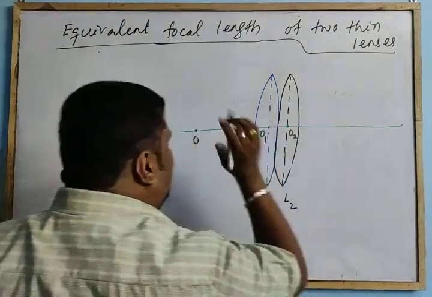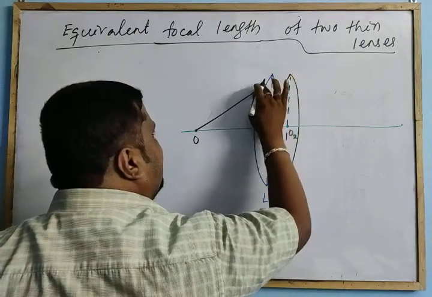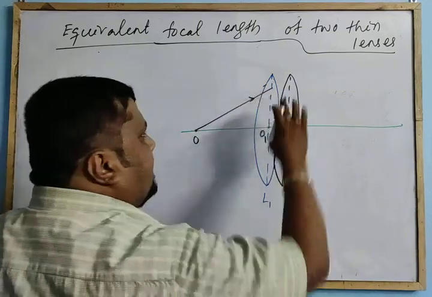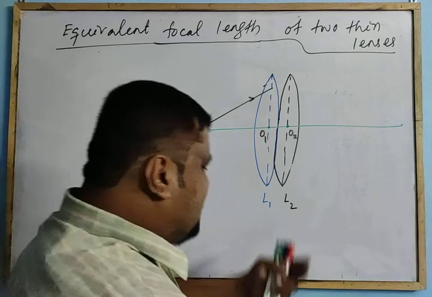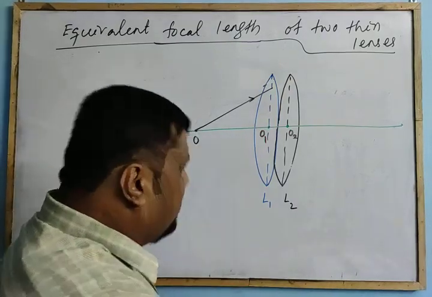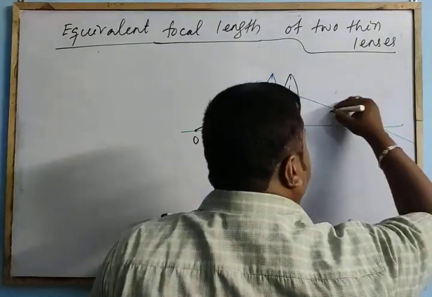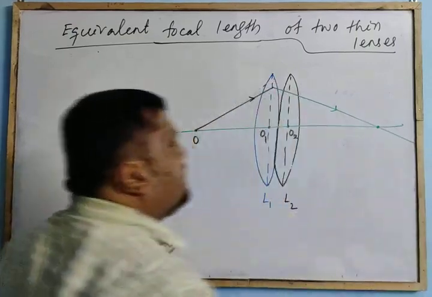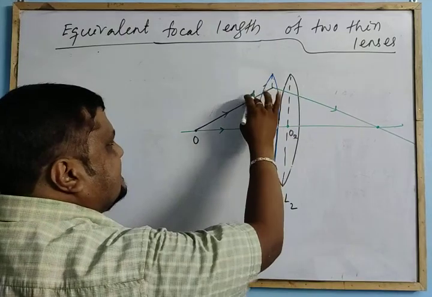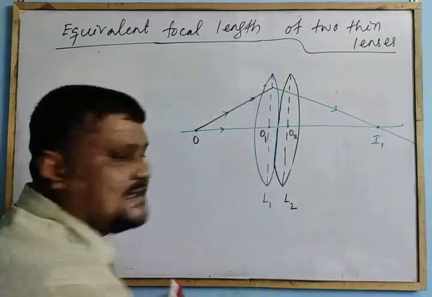Because of the lens L1, what happens? Another ray is incident like this. If L2 is not there, then obviously refraction occurs and the ray will reach this point. Another ray like this, these are the two rays, and they meet at this point. Let this be the image I1 by the lens L1.